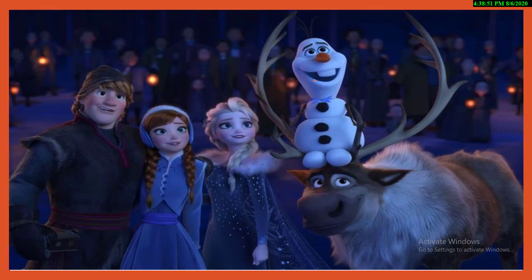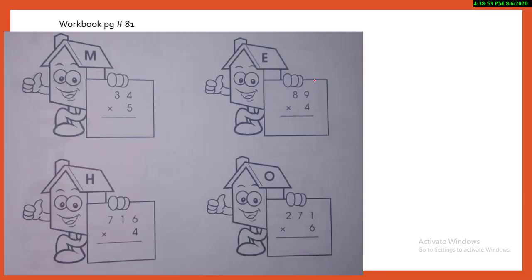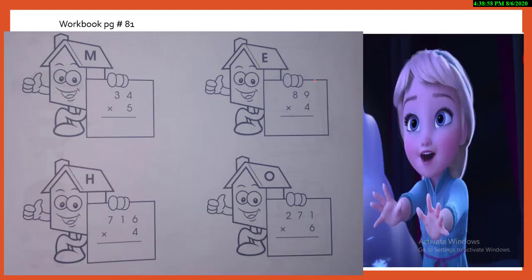I want you all to do the practice and then you can easily attempt it. Now it's time to show your magic, and let's solve the questions with me. Take out your workbook page number 81 and let's do it. So, are you ready? Yes, let's start multiplying it.